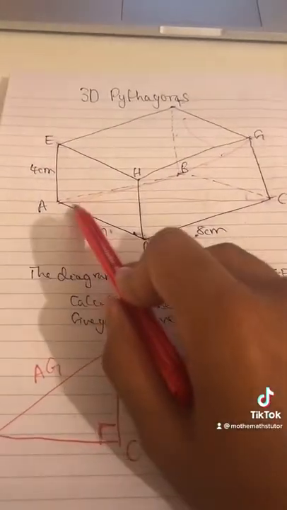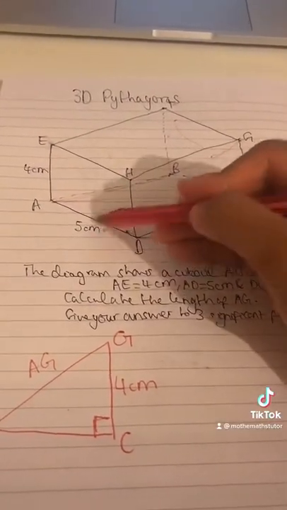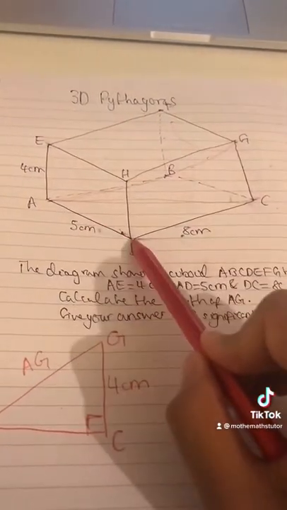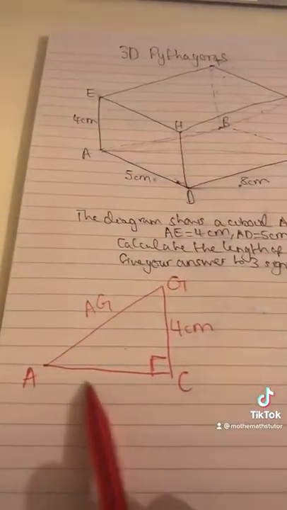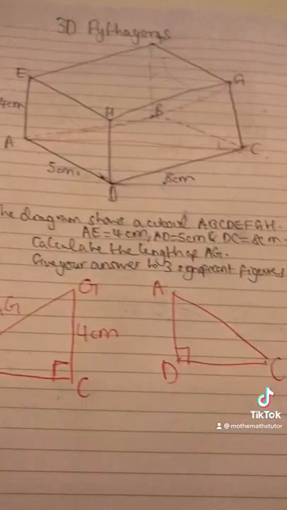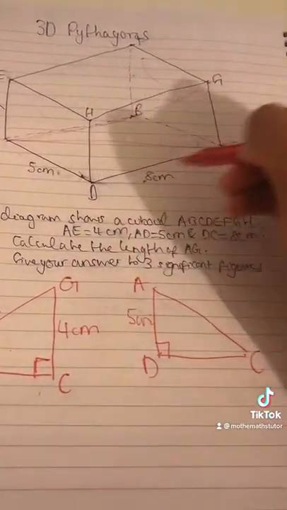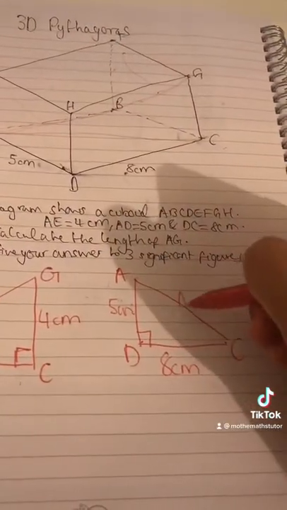Well, if we look at this triangle ADC, this is another right angle triangle. Here we are given two lengths, so we can use Pythagoras on this triangle ADC to find the length AC. And then we can use the length AC here. So let's have a go at doing that. I just redrew triangle ADC. AD has a length of 5, so I'm going to write 5 centimeters. DC has a length of 8 centimeters. And we're trying to find the length AC.